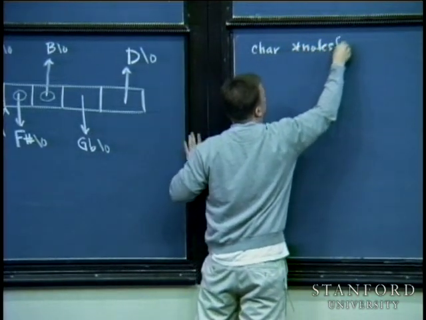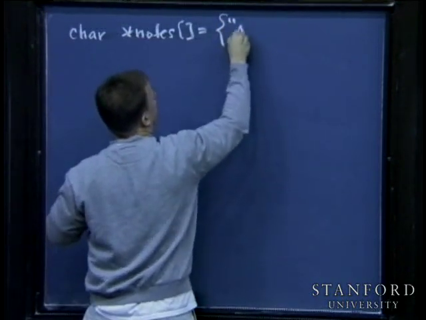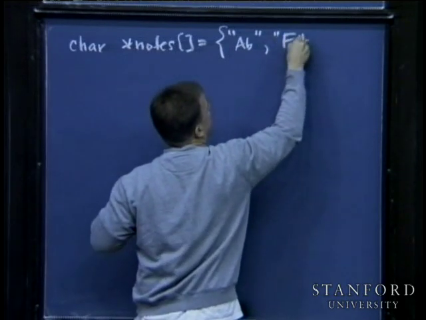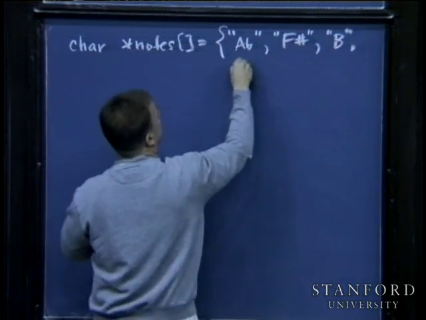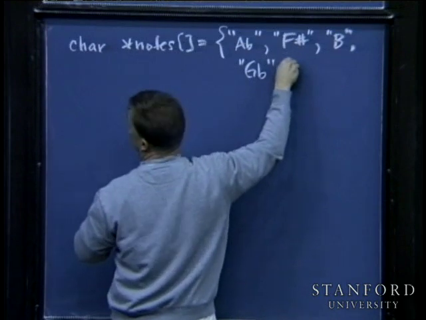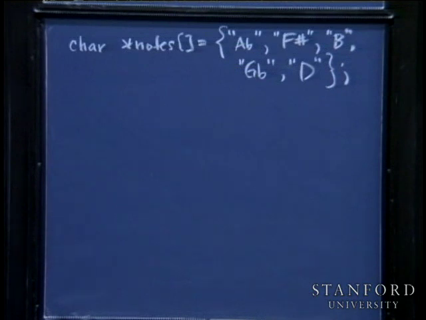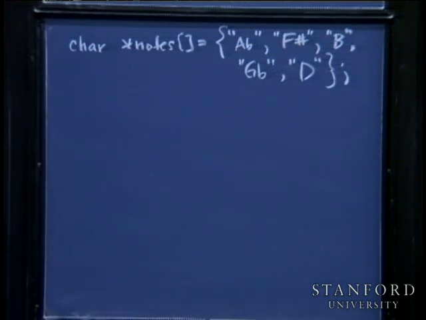notes array is equal to, I'll write them as string constants, forget what they are, A flat, F sharp, B, then G flat, and then an isolated D. I could talk about how these things are stored in a little bit. They're not in the heap. They're actually global variables that happen to be constant. It's like normal global variables, except they happen to be character arrays that reside up there. And these are replaced at load time with the base addresses of the capital A and the capital F and the capital D. Okay?